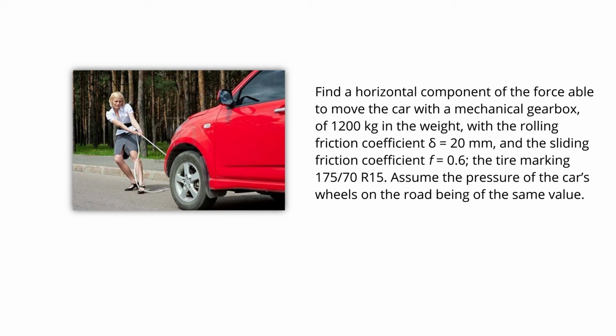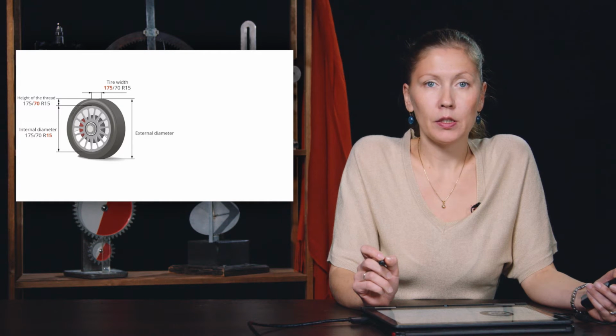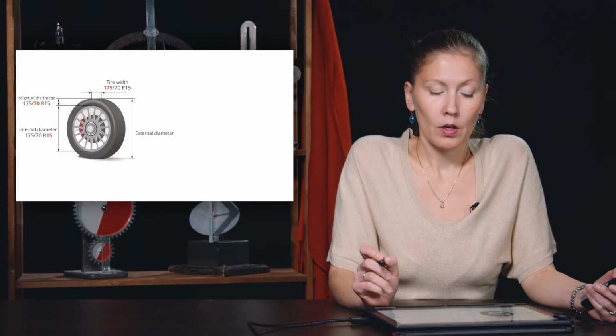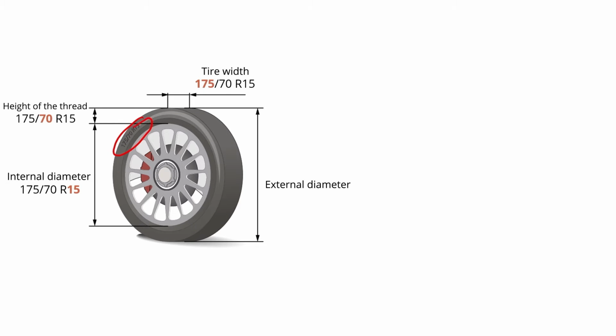to be 0.6. The marking of tires is given to be 175/70 R15. Assume the pressure of the car's wheels on the roadbed to be uniform. Before we tackle the main problem, let us dwell on the marking of tires, and using the marking, find the radius of a wheel.